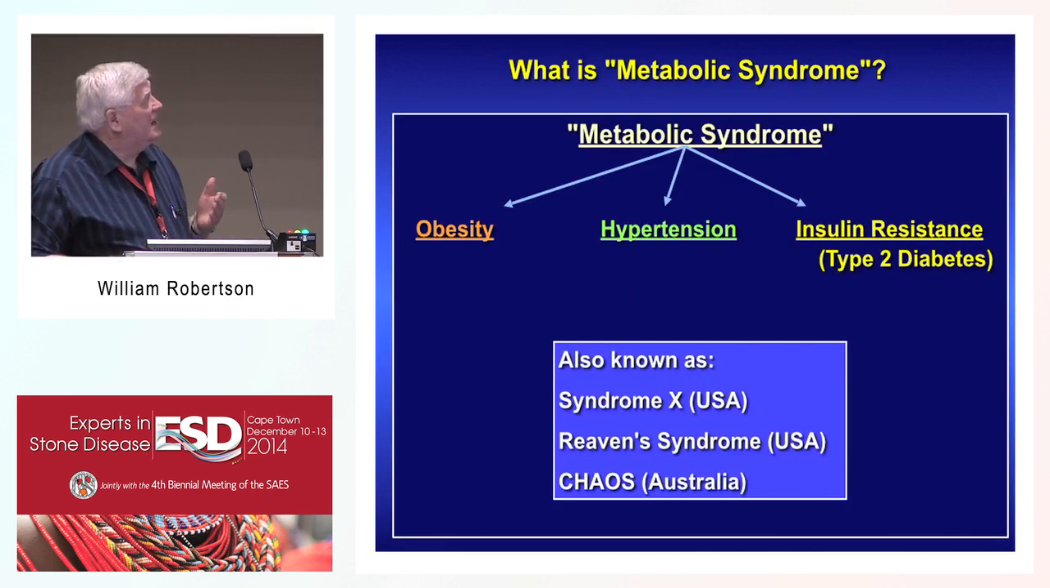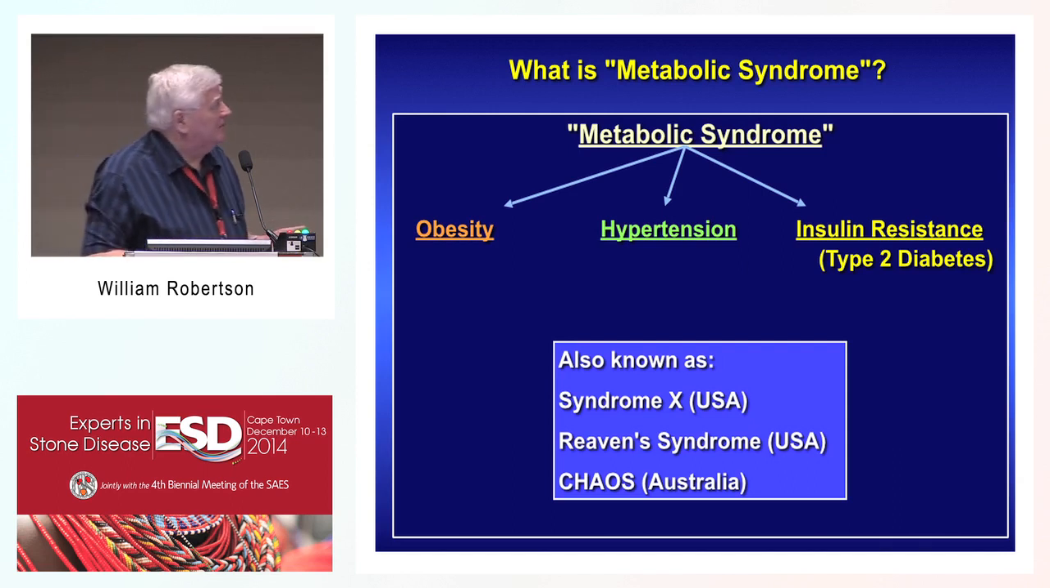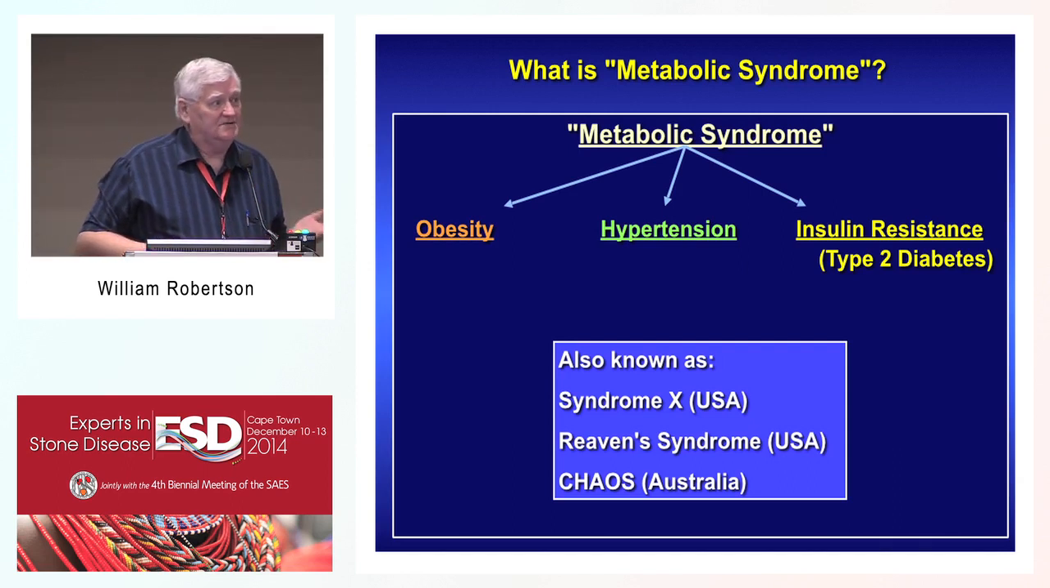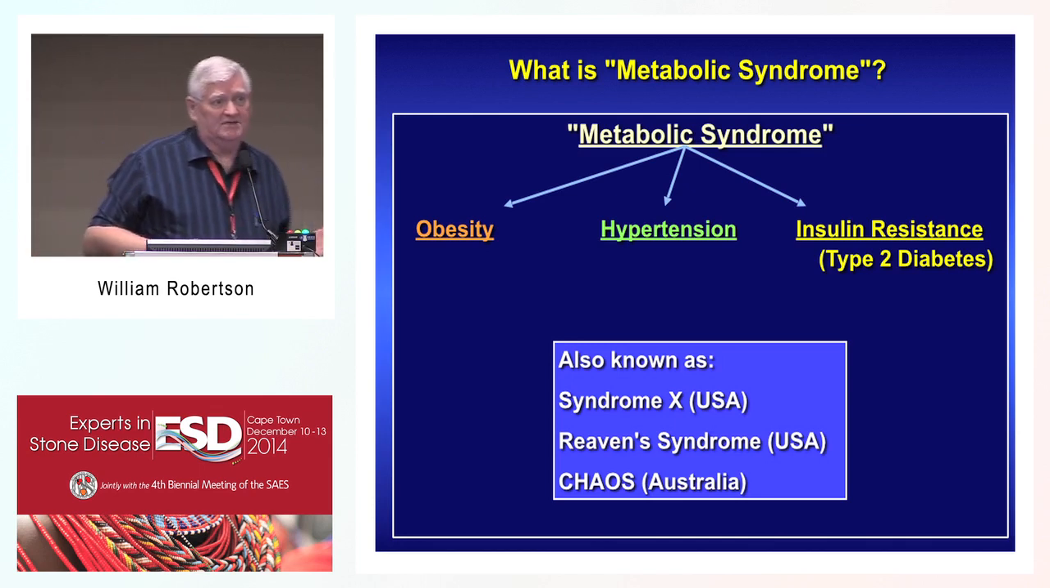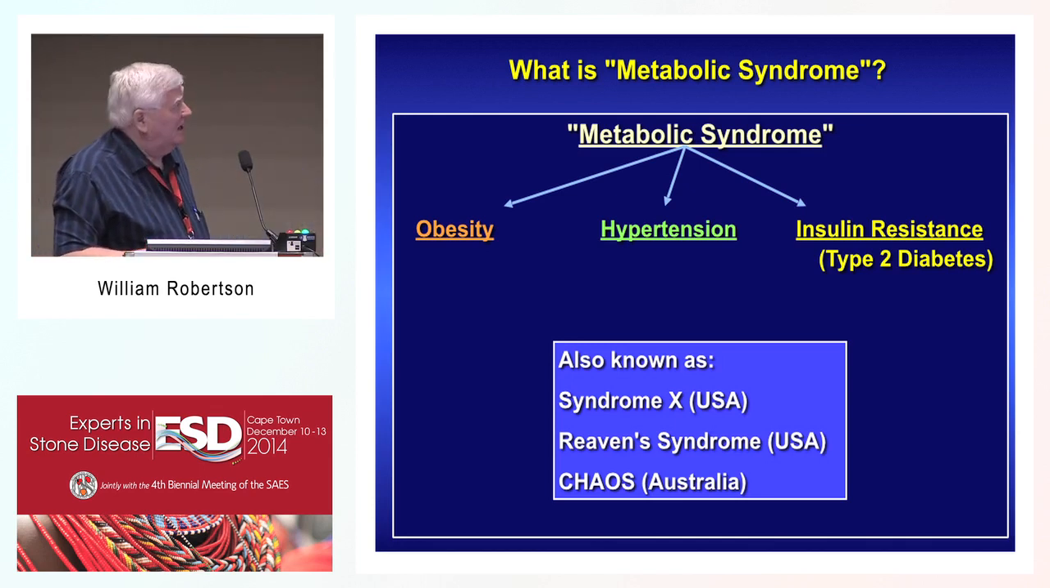Well, I think the main problem has been identified. The Dallas group have done a lot on this, as well as many other groups, and have shown that metabolic syndrome is one of the main problems for that. Metabolic syndrome, of course, being a combination of being obese and having hypertension and type 2 diabetes.